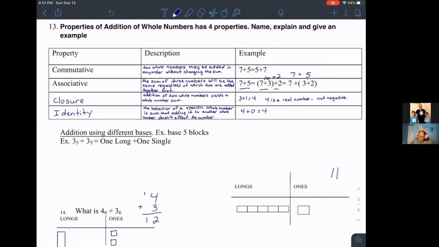Identity would be the behavior of a specific whole number such that adding it to another whole number doesn't affect the number. So that would be 4 plus 0 equals 4. The 0 has an identity itself, where if you add it to anything, it's still going to keep that first number the same. So it could be 10 plus 0 is 10, 1 plus 0 is 1. So that's an example.